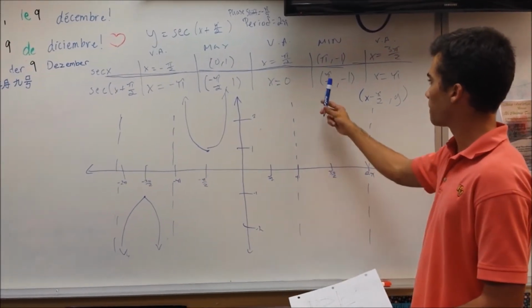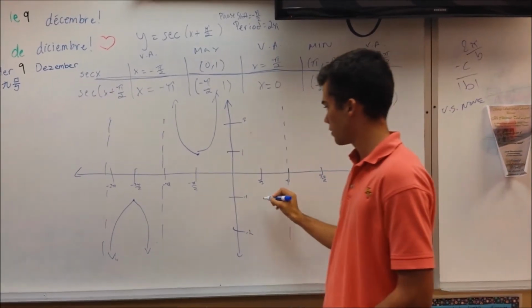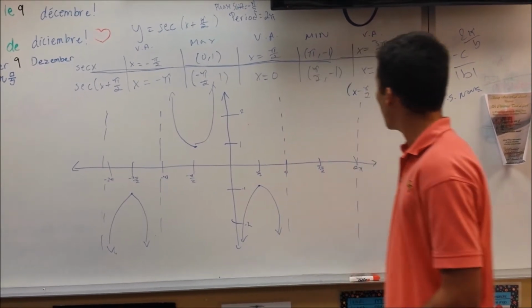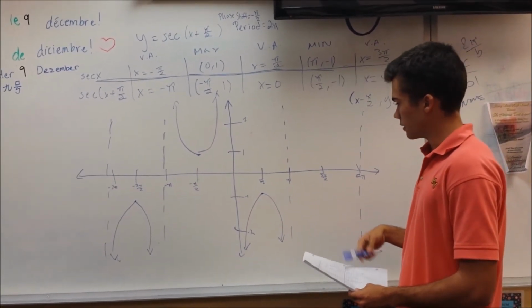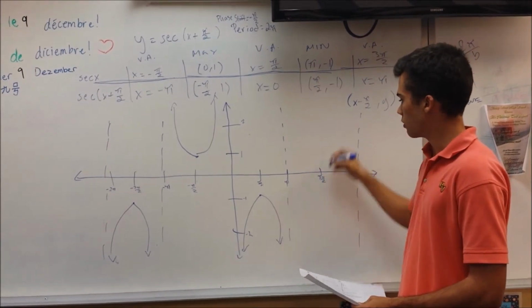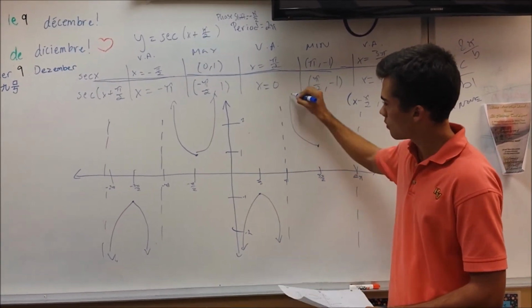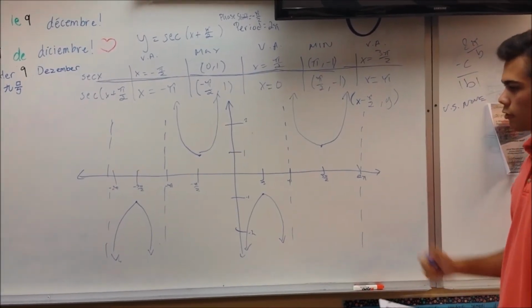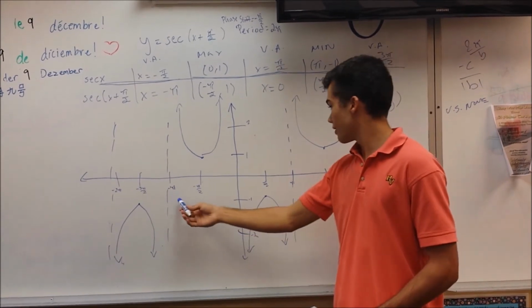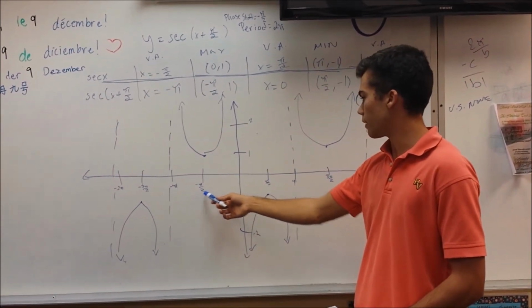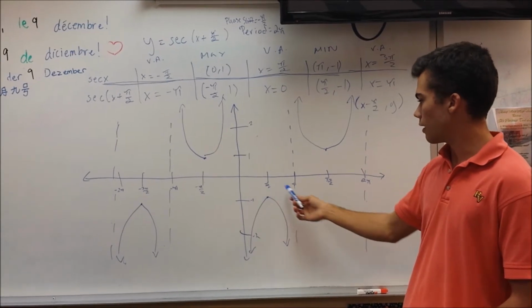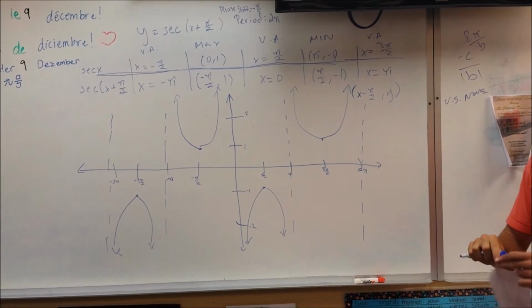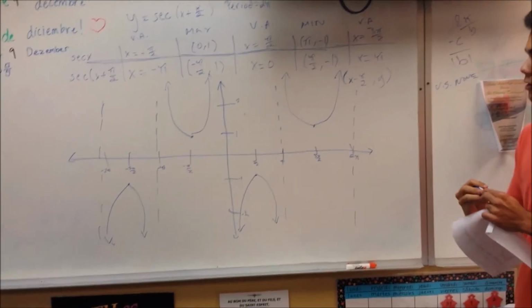Now our next minimum is at pi over 2, negative 1. So down here. And our next maximum is at 3 pi over 2, 1. And the units in the graph go by every pi over 2. So pi over 2, pi, 3 pi over 2, etc. And that is that equation solved and graphed.